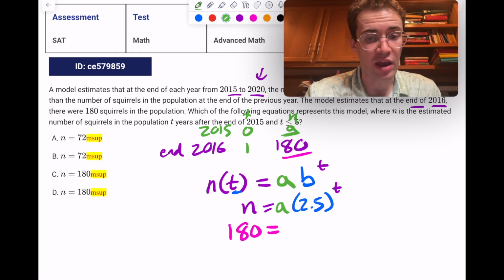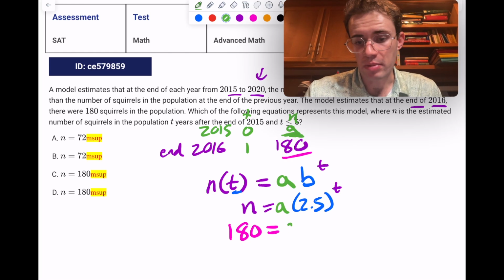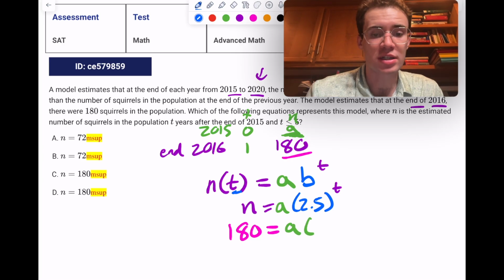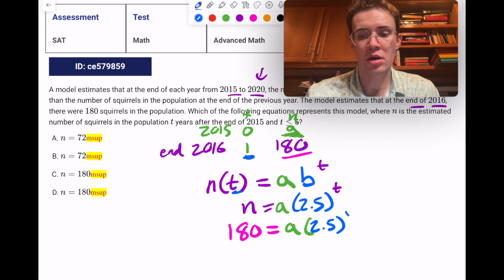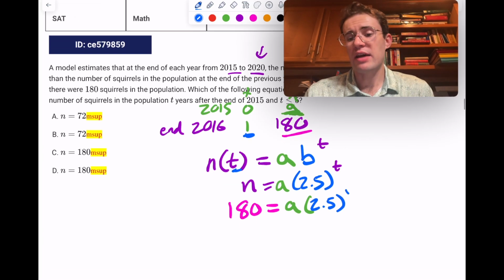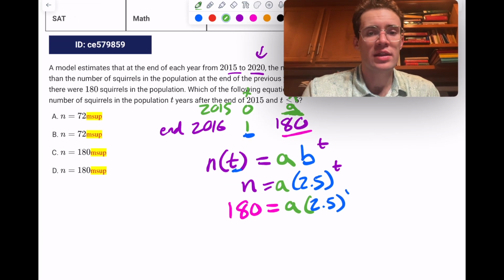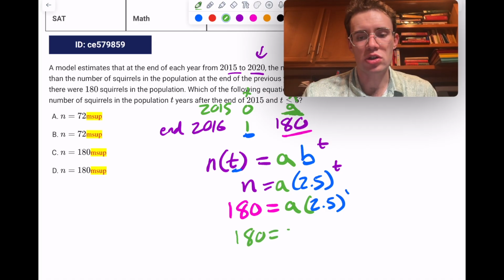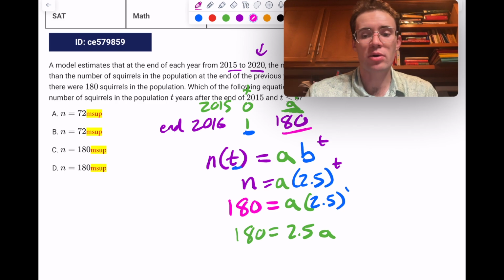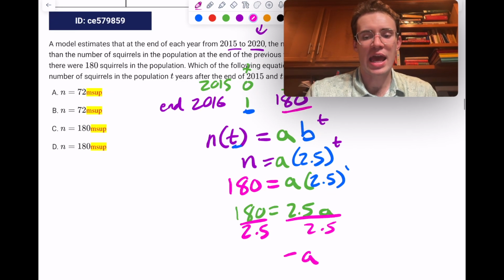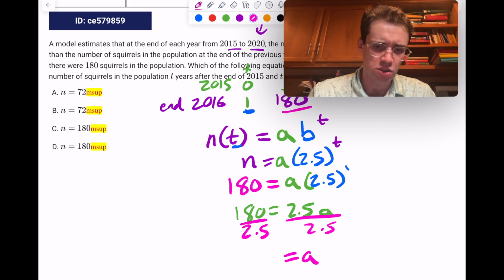We still don't know the a value. The a value we still need to solve for, but that would be a times 2.5 to our t value, which would be 1. It's 1 year after the end of 2015. So 2.5 to the first power is just 2.5. That gives us 180 is equal to 2.5a. And now to figure out what a is, we just divide both sides by 2.5, the opposite of times 2.5. That gives us that a is equal to 180 over 2.5.